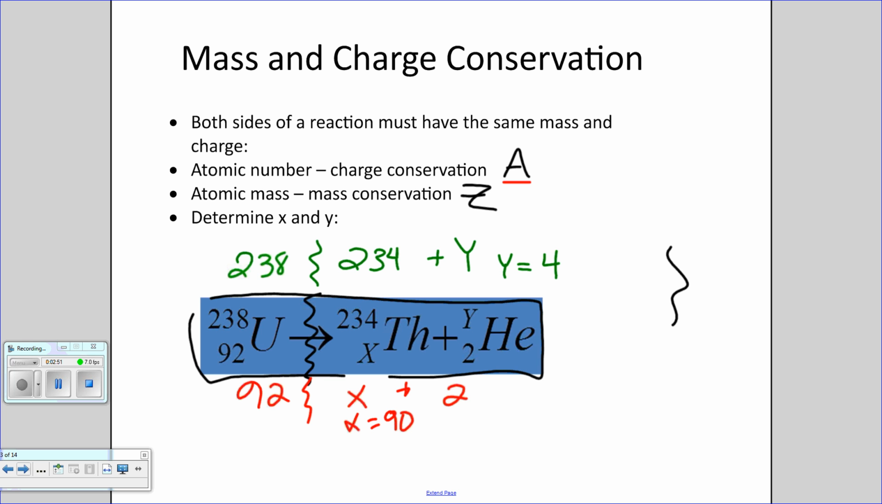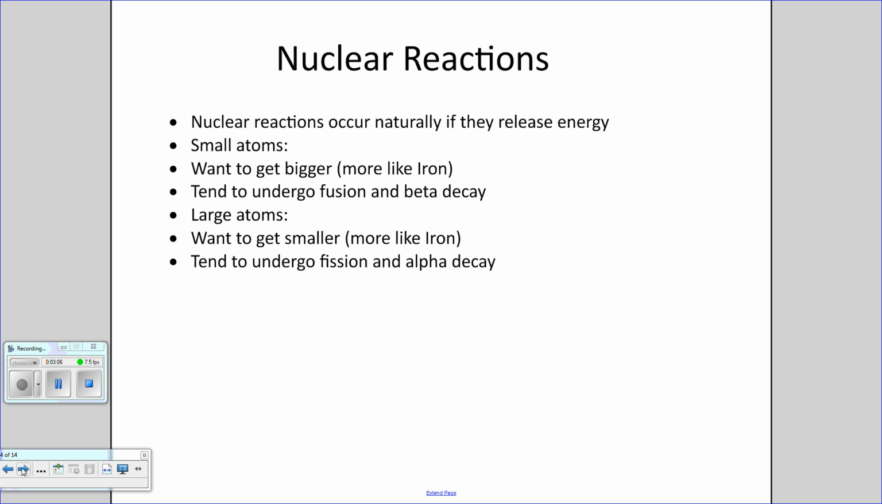Small atoms want to get bigger, and they tend to undergo fusion and beta decay. Larger atoms want to get smaller, and they undergo fission and alpha decay. So these are making things smaller, these are making them larger. So let's take a look at those.